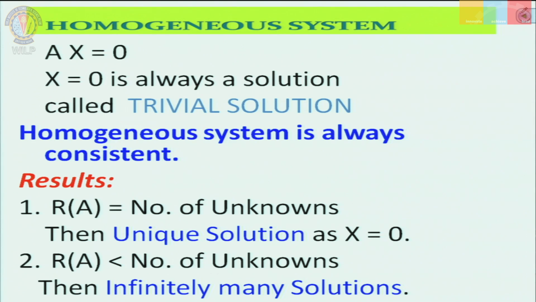If the row rank of A is equal to the number of unknowns, the solution is unique, and this unique solution is always x equal to 0, because x equal to 0 is always a solution. So, if the row rank of A is equal to the number of unknowns, then you will get a unique solution. If the row rank of A is less than the number of unknowns, you will get infinitely many solutions.